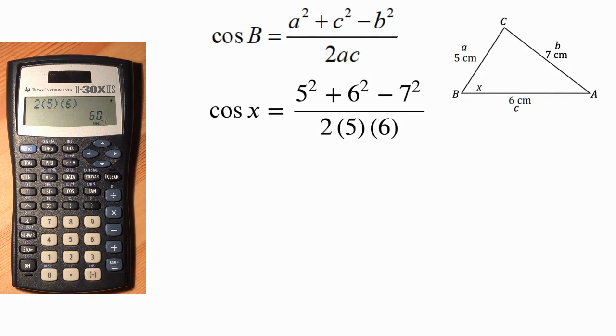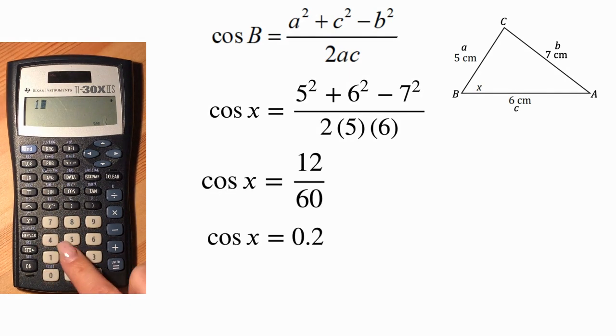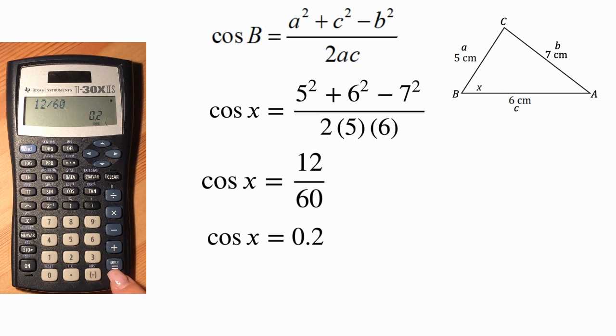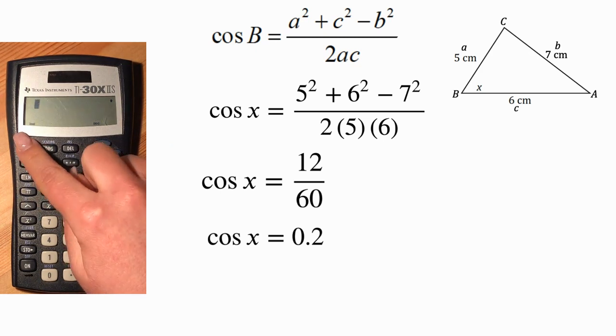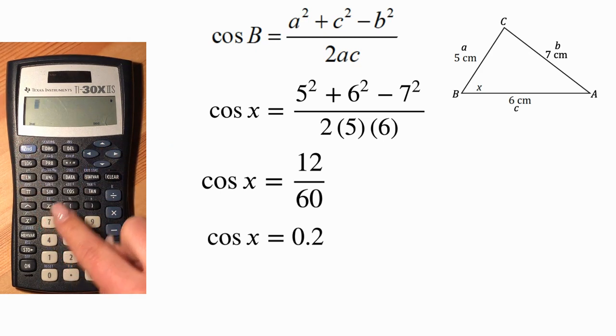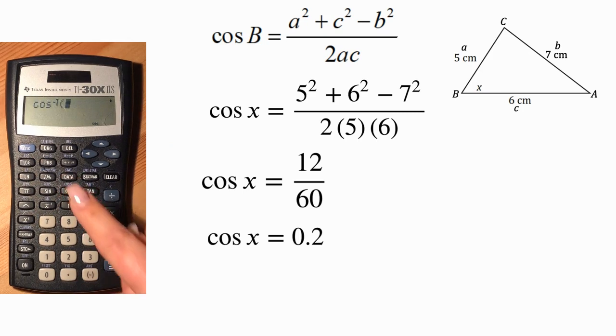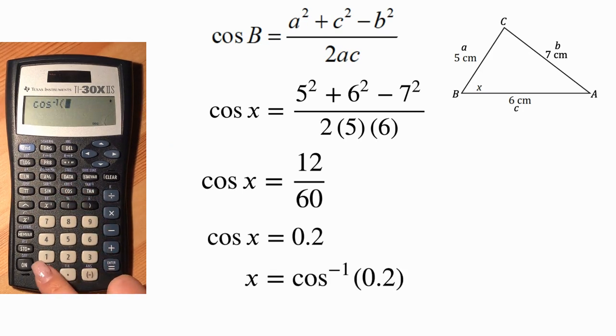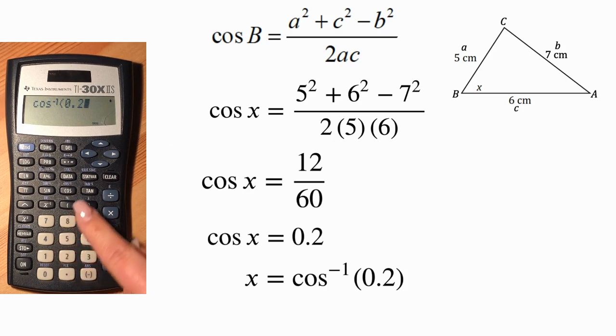We now have that cosine x equals 12 over 60, or 0.2. Angle x does not equal 0.2, cosine x equals 0.2. So we must use the second function button, then the cosine button on our calculator, followed by 0.2 to calculate angle x. When rounded to the nearest whole number, angle x equals 78 degrees.